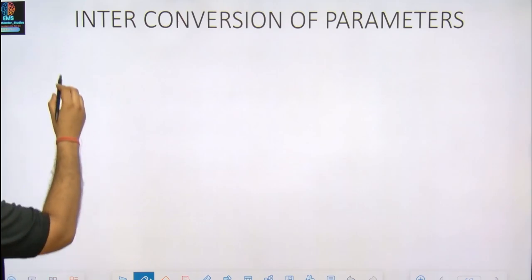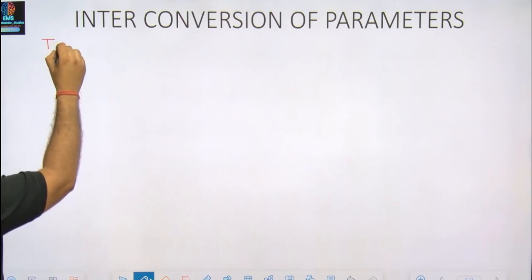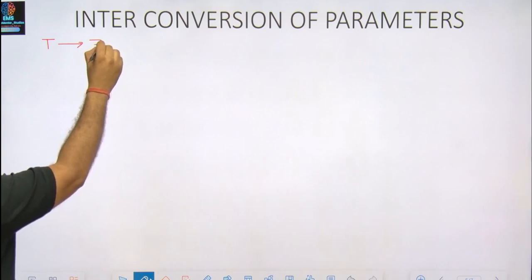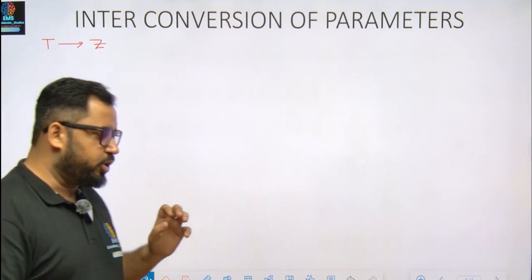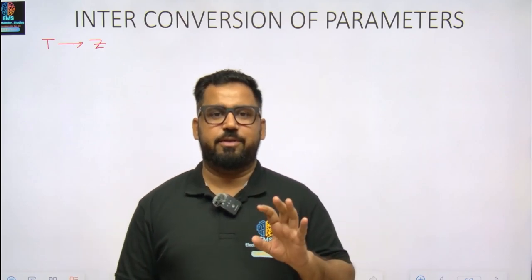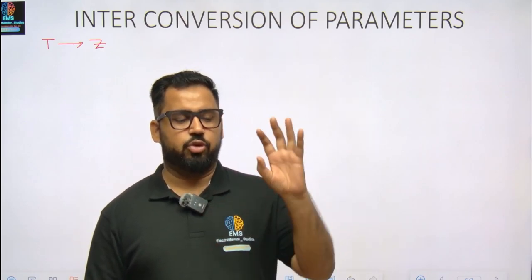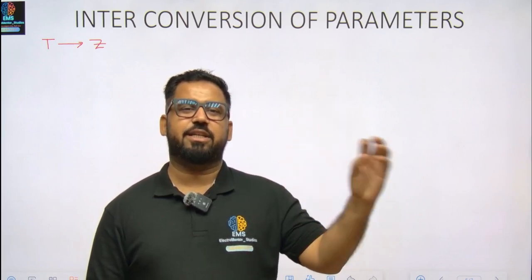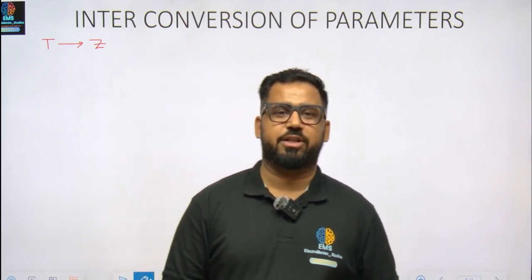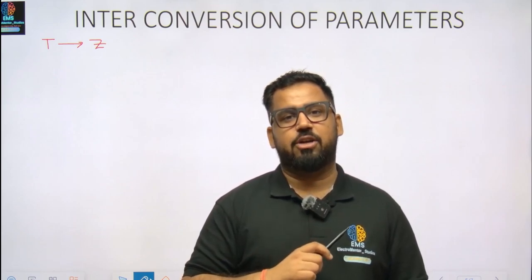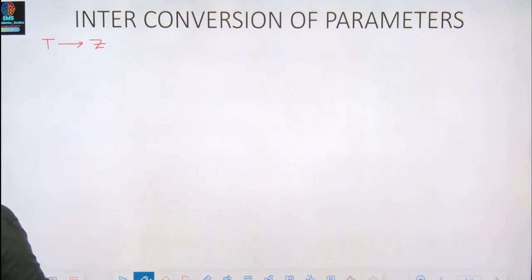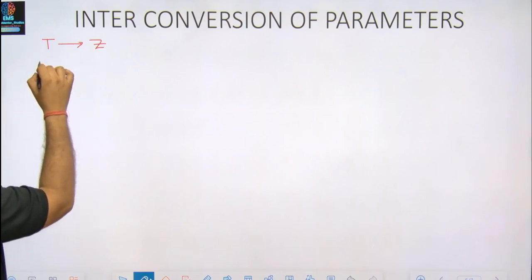So let us say we want to write t parameter in terms of z parameter. अब हमारे को क्या दिया हुआ है? हमारे पास z पैरामीटर्स है, राइट? एक ऐसा सर्किट है जिसका z पैरामीटर मैं बहुत जल्दी कैलकुलेट कर सकता हूँ. मुझे निकालना है उसका t पैरामीटर, तो मुझे क्या करना पड़ेगा? आई जस्ट हैव टू राइट डाउन बोथ द इक्वेशंस.